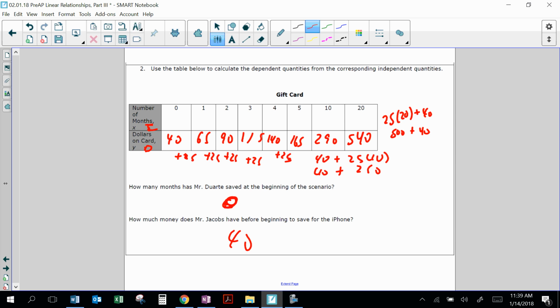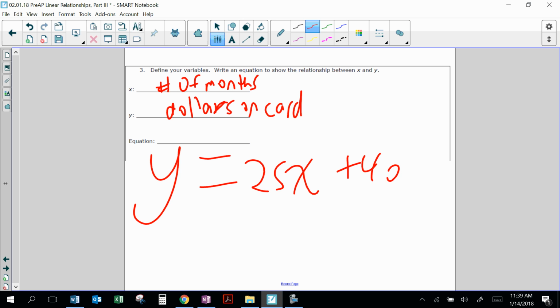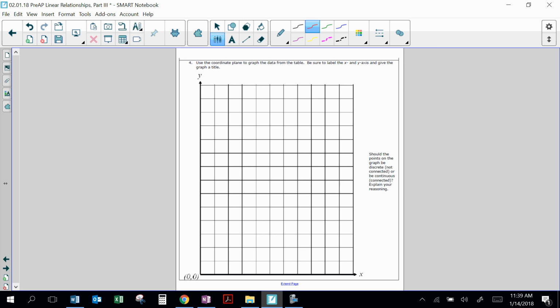If you look here, it works right here. $25 times the number of months, 10 months, plus $40. Let's graph this. Be sure to label it. This represents the months. This represents the savings. So 1 month, 2 months, 3 months, 4 months, 5 months, 6 months, 7 months. I'm going to count by 20s. 20, 40, 60, 80, 100, 120, 140, 160, 180, 200, 220, 240, 260, 280.